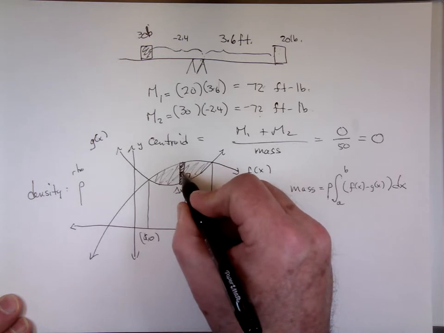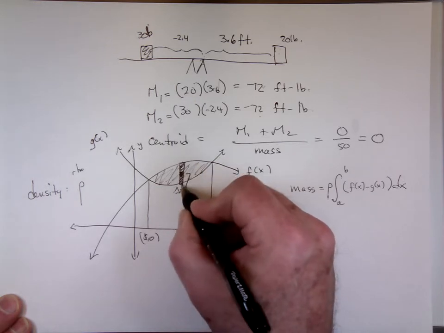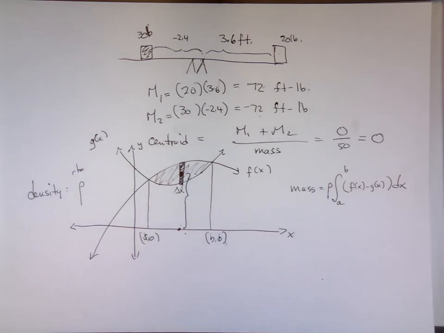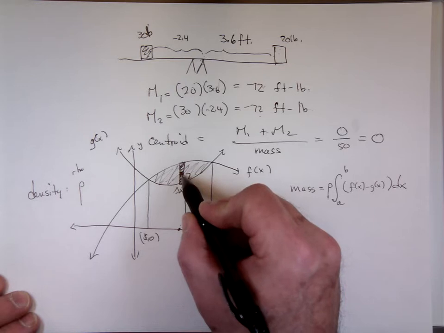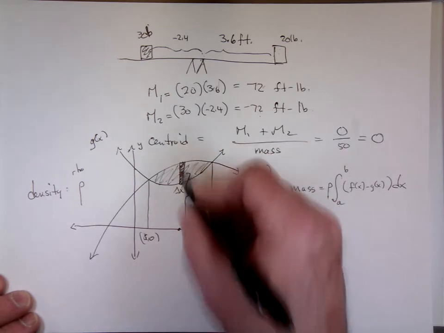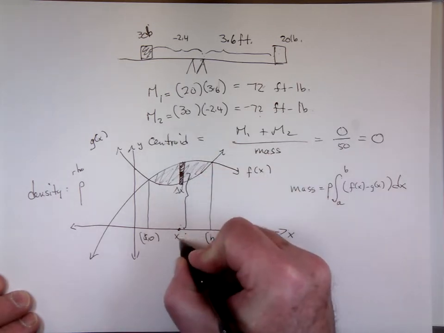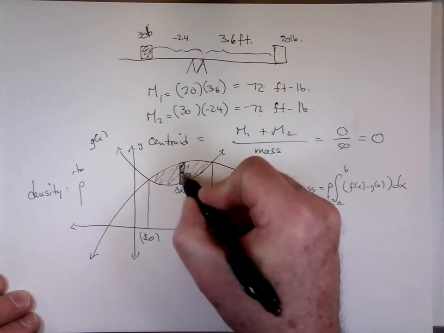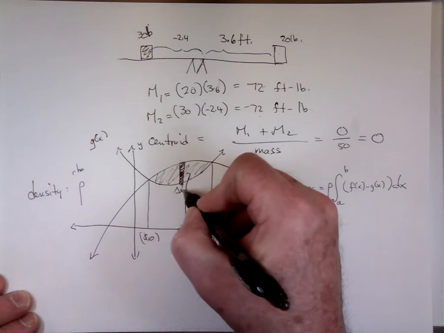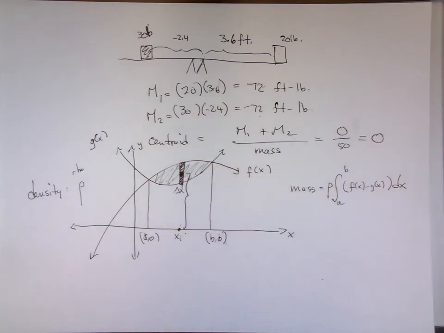Can someone tell me what the y-coordinate of this point is, because the x-coordinate is just whatever the x sub i is. But what's the y-coordinate of the midpoint of this rectangle? The average of the function. That's exactly what it is. Gotta wait, Trent. Okay? So this distance right here.